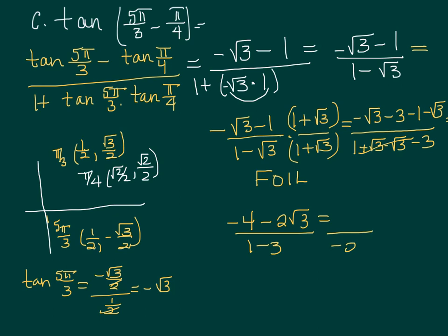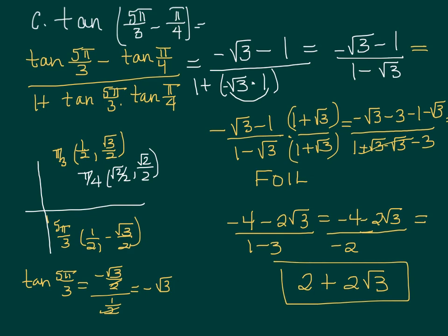And I just have to keep simplifying. So then I'm going to divide everything by negative 2. So I'm going to get 2 plus 2 square root of 3. And that's your final answer.